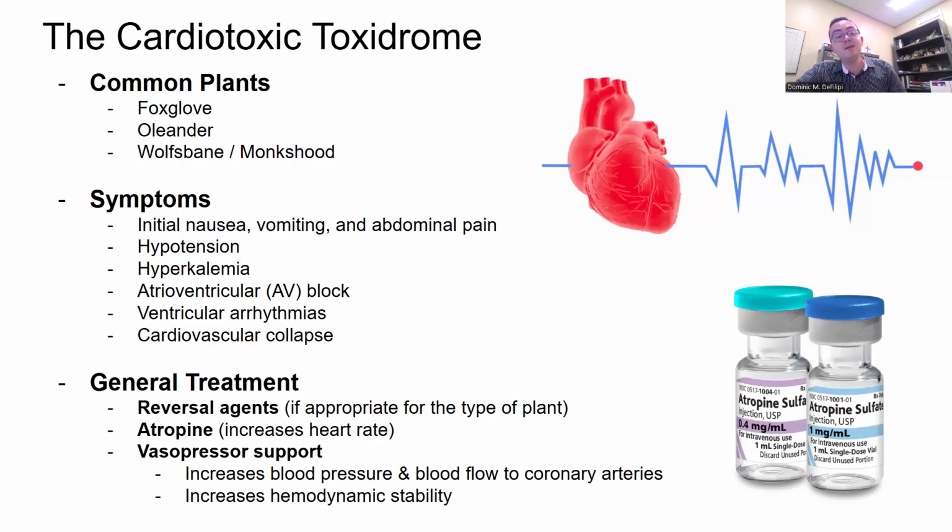This increase in potassium is often a precursor to AV or atrioventricular block and ventricular arrhythmias, these irregular beatings of the heart, and the eventual cardiovascular collapse if the poisoning is not treated. General treatment of the cardiotoxic toxidrome.